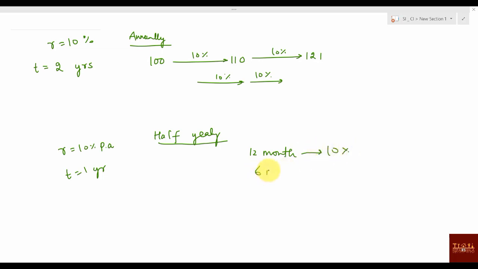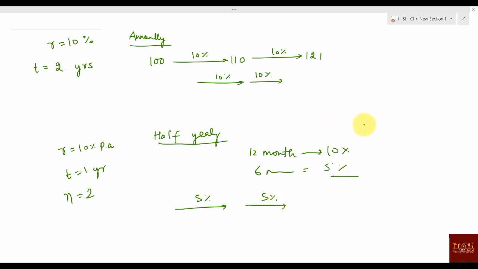So how much for 6 months? 5%. And how many 6 months will be there in a year? So in t equal to 1 year, you will have n equal to 2. Means now you will have 5% increment for the first 6 months. Again you will have 5% increment for the second 6 months. Or you can say in 1 year you have 2 successive increments of 5% each. This is the case of half yearly compounding.